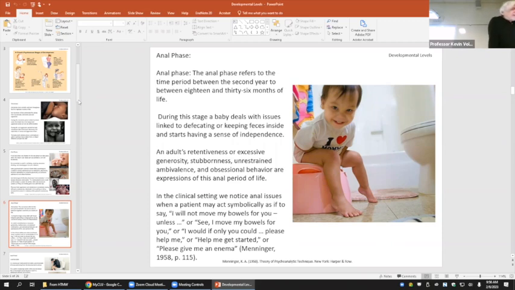In adults, you'll see retentiveness. We used to call it anal retentiveness or excessive anal expulsiveness, which can also show up as excessive generosity, stubbornness, unrestrained ambivalence, and obsessional behavior, all expressions of this anal period of life. And I think later on in the class, you're going to read my paper on hoarding. I talk a little bit about this with regard to hoarding, which classically would be thought of as an anal phase thing, but we take it a little bit deeper than that. But this is sort of hoarding, obsessional behavior, these kinds of things.